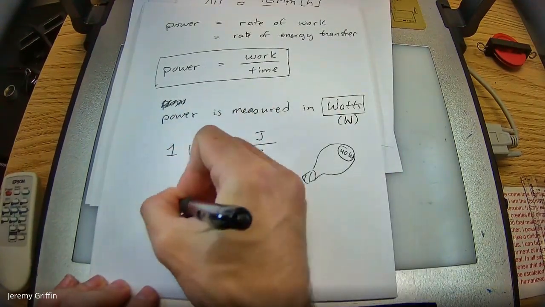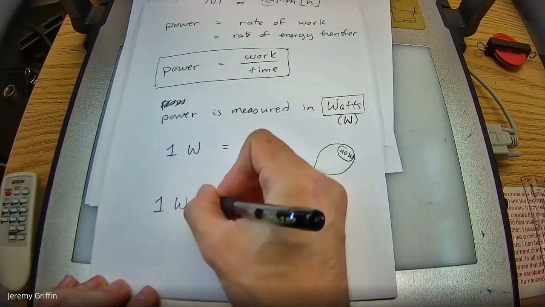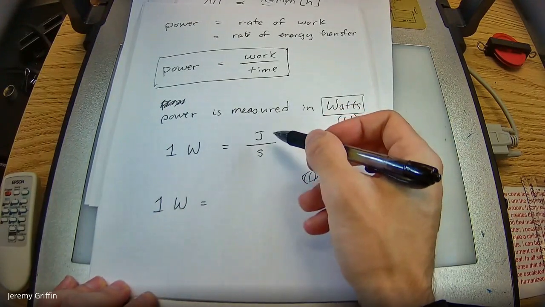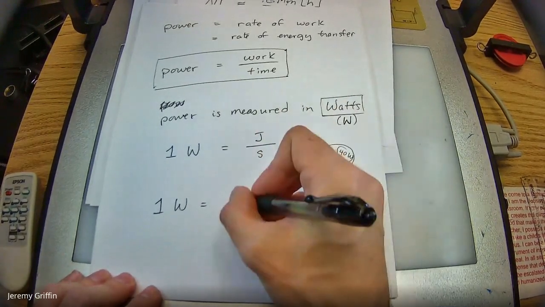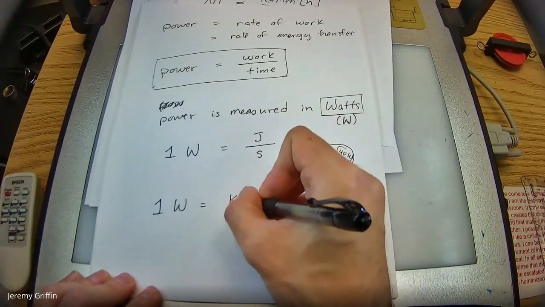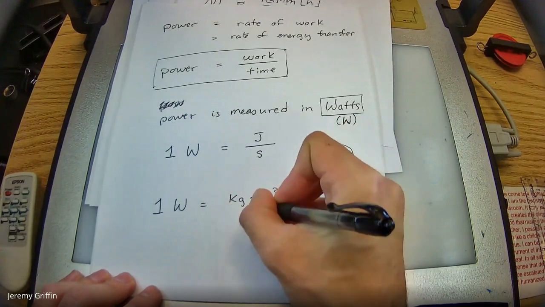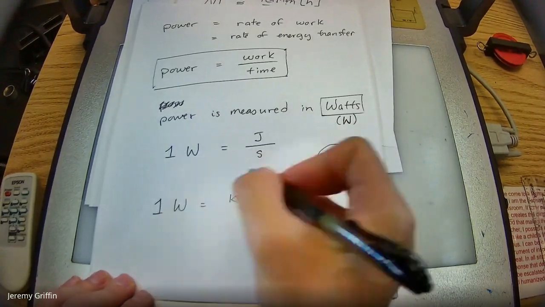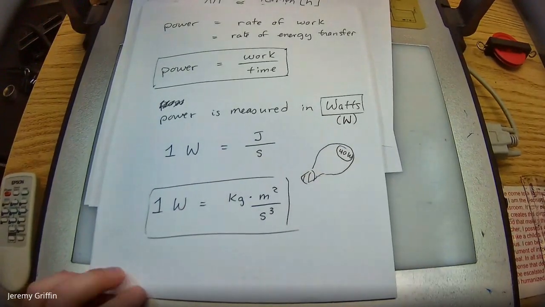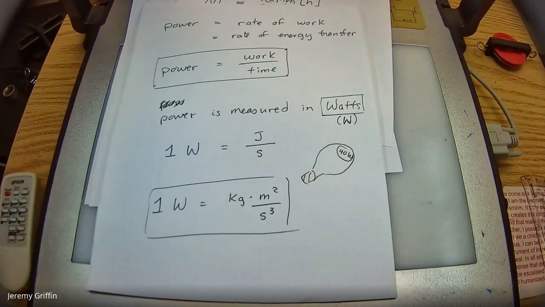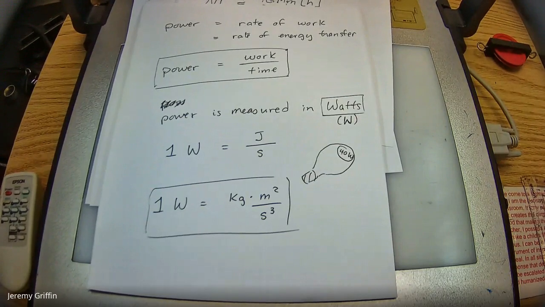You know 1 joule is kilogram meter squared per second squared from yesterday. So put this all together. In terms of fundamental units, it looks like this: kilogram meter squared per second cubed. That's a way you can quantify what 1 watt is. 1 watt is that. Is that right?